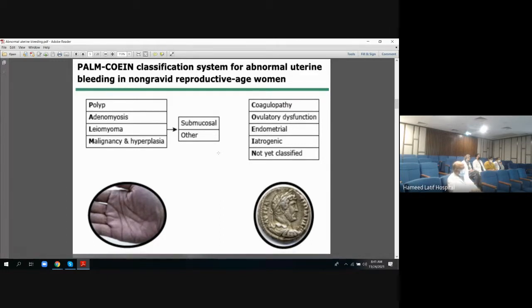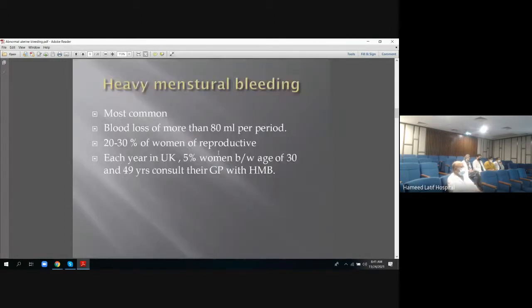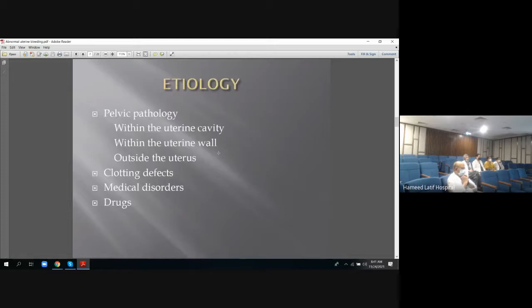The most common cause of abnormal uterine bleeding is heavy menstrual bleeding. It is defined as the blood loss of more than 80 ml per period. 20 to 30% of the women of reproductive age suffer from heavy menstrual bleeding each year. In UK, 5% women between the age of 30 and 49 years consult their general practitioner with heavy menstrual bleeding. Etiology. It includes pelvic pathology within the uterus.